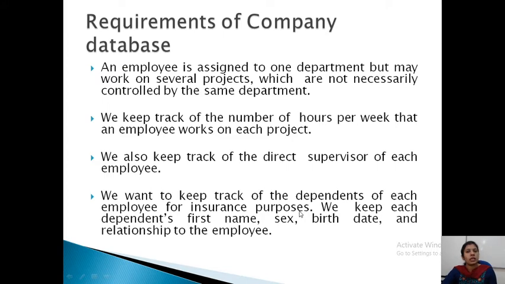Then we want to keep track of the dependents of each employee for insurance purposes. Now what happens here? Dependent is another entity type. Dependents have a first name, sex, birth date and relationship tied to the employees, right? But they don't have their own key attribute. Now how will I identify them? So dependent must be a weak entity type, and it is related to the employee entity type. Employee is the identifying entity. So employee has dependents, and has will be the identifying relationship. So like this we have to analyze the given statements.